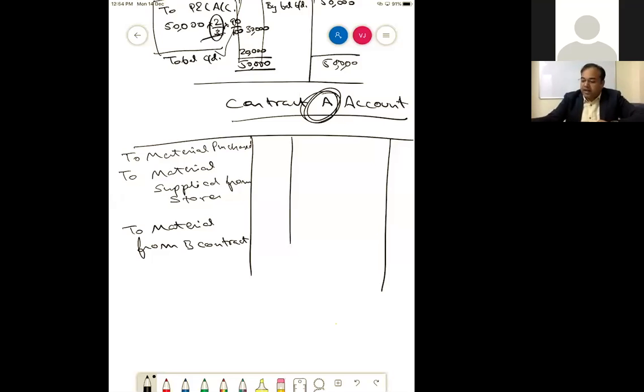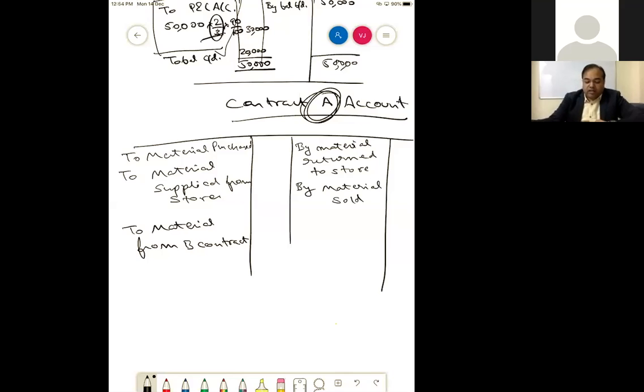So these are the items that you show on the left hand side. Then on right hand side, what you show: if material is returned to store, you write down "by material returned to store". Then if any material is sold, this also you write on your right hand side. So you write "by material sold".